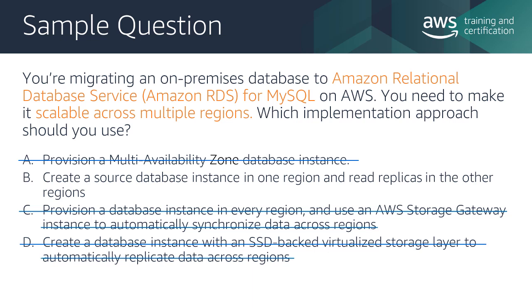Option D, create a database instance with an SSD-backed virtualized storage layer to automatically replicate data across regions. Incorrect. The SSD virtualized storage layer of RDS, that's only Aurora, and additionally it doesn't replicate data across regions, only across AZs in the same region. So the only answer that works is B, source database in one region, read replicas in the other regions.